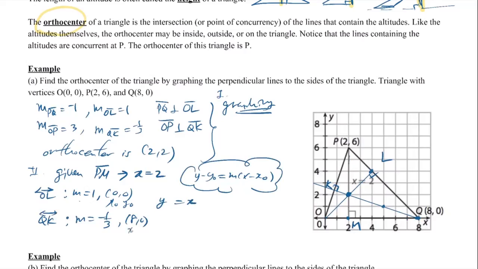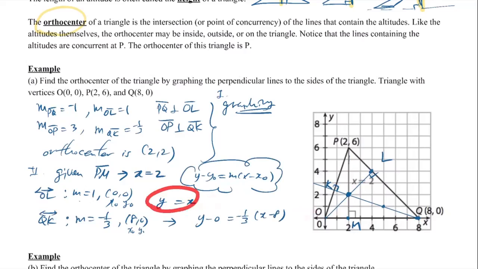Once again, this is the x naught, this is the y naught. That means y minus 0 is equal to negative 1/3 times x minus 8. That's what we have. So this is equation number 1, equation number 2, but it says that y is equal to x. How do I solve that?